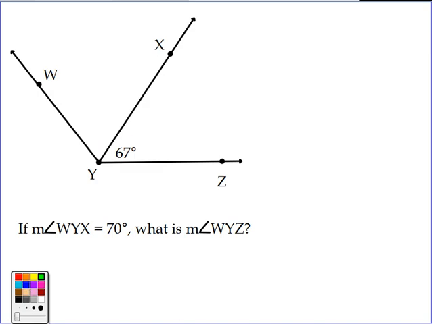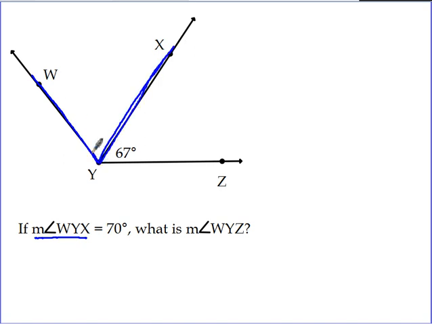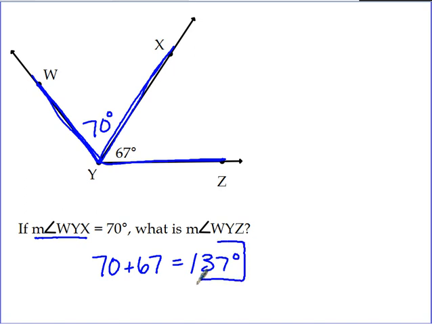Now for this next problem, they're giving us that the measure of angle WYX, which would be this angle here, is 70 degrees. And then they're asking me for WYZ. WYZ is the whole angle again. So I am just going to add 70 plus 67 gives me 137 degrees. So again, another example where you're adding them.